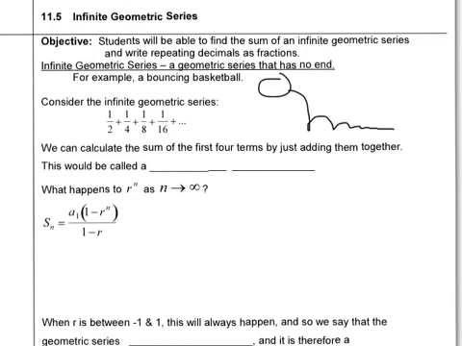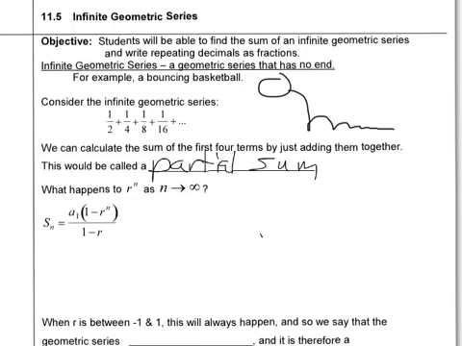So here's an example of an infinite geometric series: 1/2 plus half of that, which is 1/4, plus half of that, which is 1/8, plus half of that, 1/16, and so on. Now we can calculate the sum of just these first four terms by just adding them together, right? This is called a partial sum.